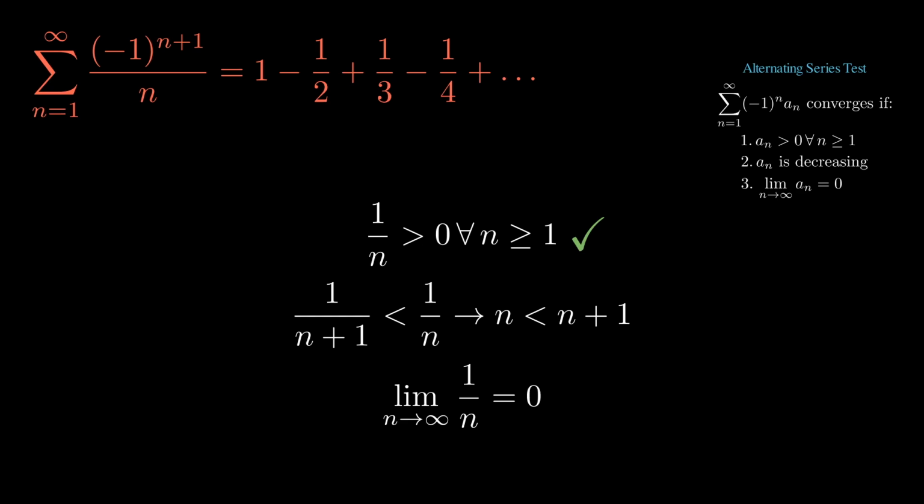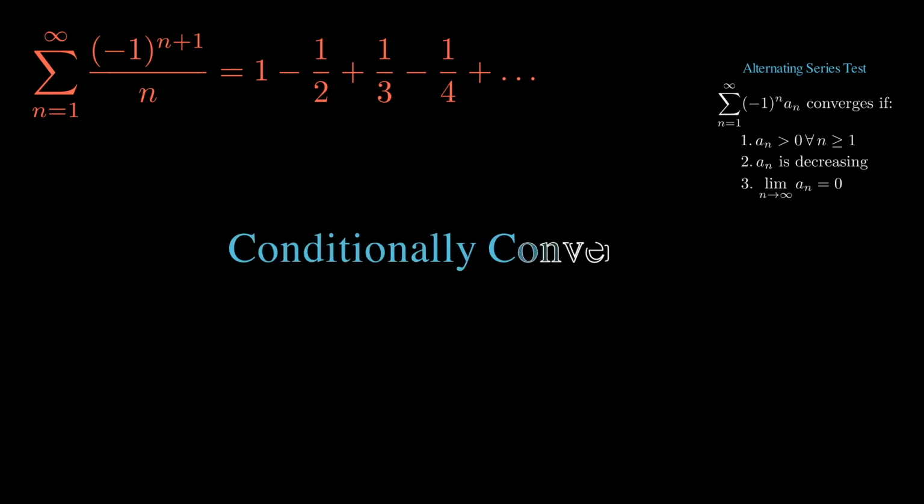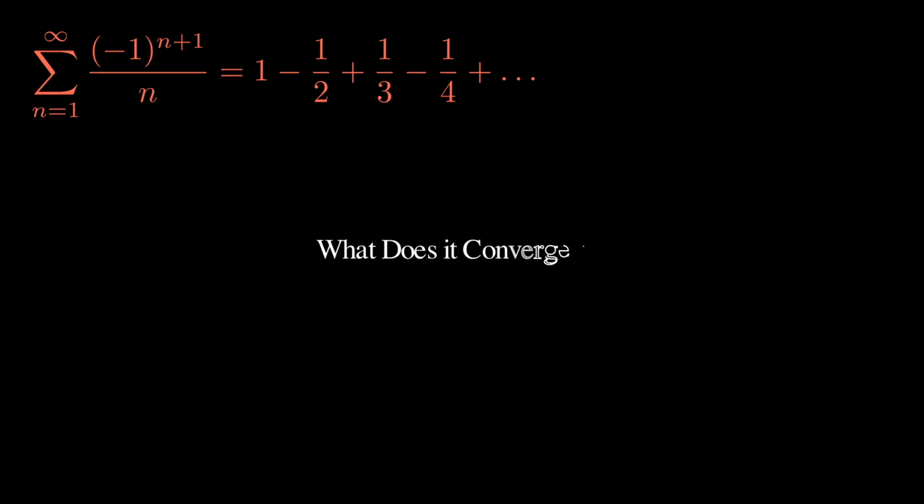Next, the terms must be decreasing, which is true because 1 over n plus 1 will always be less than 1 over n. Finally, the limit as n approaches infinity has to be 0, which is true for 1 over n. A series like this, which diverges normally, yet converges when it is alternating, is called conditionally convergent. The question now becomes, what does this alternating series converge to?